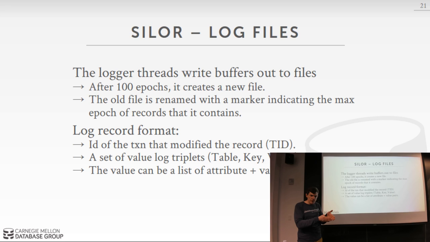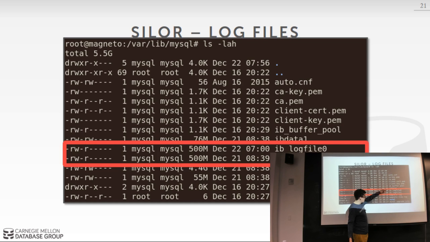And this is not unique to Silo. This is pretty much how every system works. So this is a screenshot from a MySQL installation here on campus. And what you see here is these two files, ib_logfile0 and ib_logfile1. This is essentially the write-ahead log for MySQL. And when the log files reach 500 megs, they stop writing to it and start a new one.